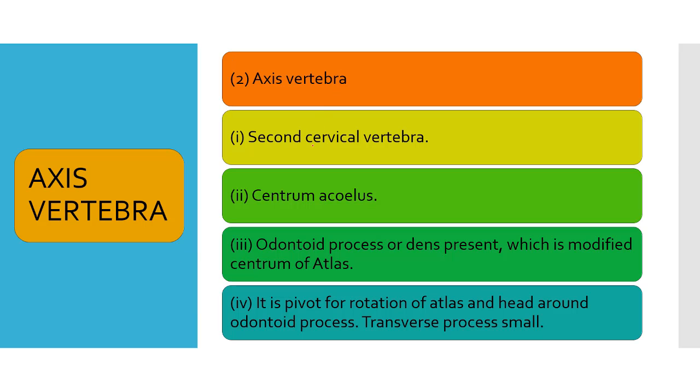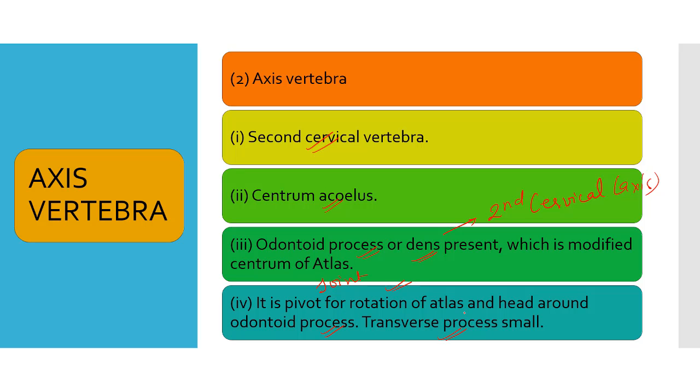Axis vertebra, which is the second cervical vertebra. Its centrum is acoelous type. It has an odontoid process or dens. The dens or odontoid process is the remarkable feature of the second cervical vertebra, that is axis, which is the modified centrum of the atlas. It has a pivot joint. The pivot type of joint is for rotation of atlas and head around the odontoid process.